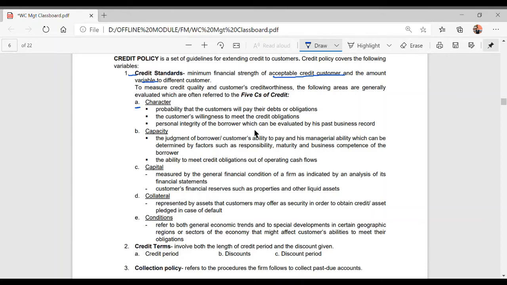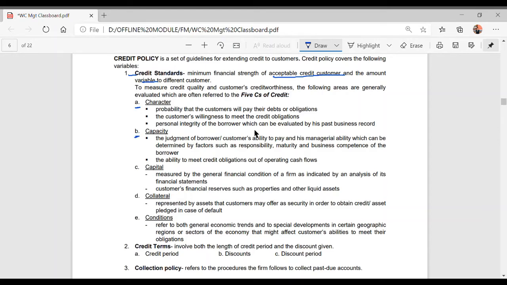So if na siya history nga dili na siya magbayad sa iyang mga utang, so of course unsa man ang ato ang buhaton, di ba? Dili na to pautangon. Kung daghan na ta og mga nahibaw-an nga balita about ana nga customer, so that would be one of our basis if ato na siyang pautangon or dili. Then we have the capacity.